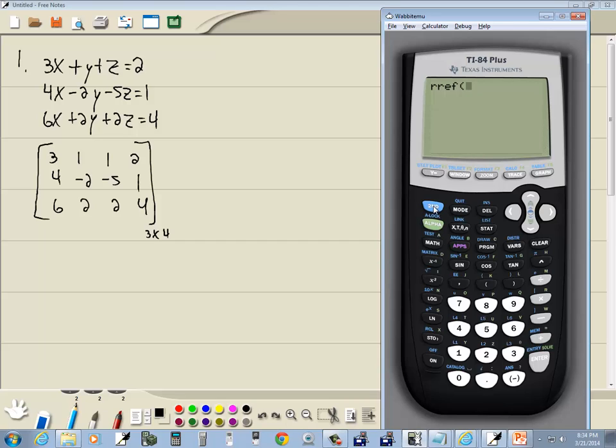Press enter. Then we'll go back into our matrix menu, second x to negative 1, enter on A, and enter again. We get decimals. That's okay. We know how to handle that. We press math, enter, enter. And let's write down what we got.